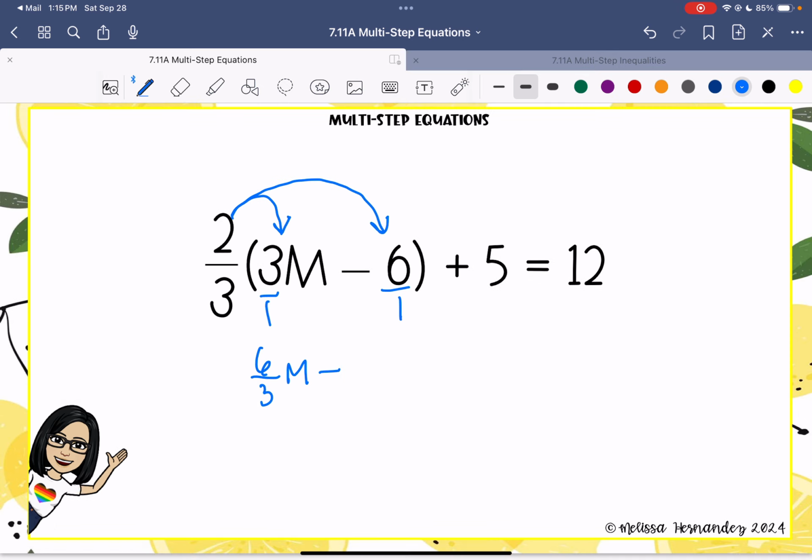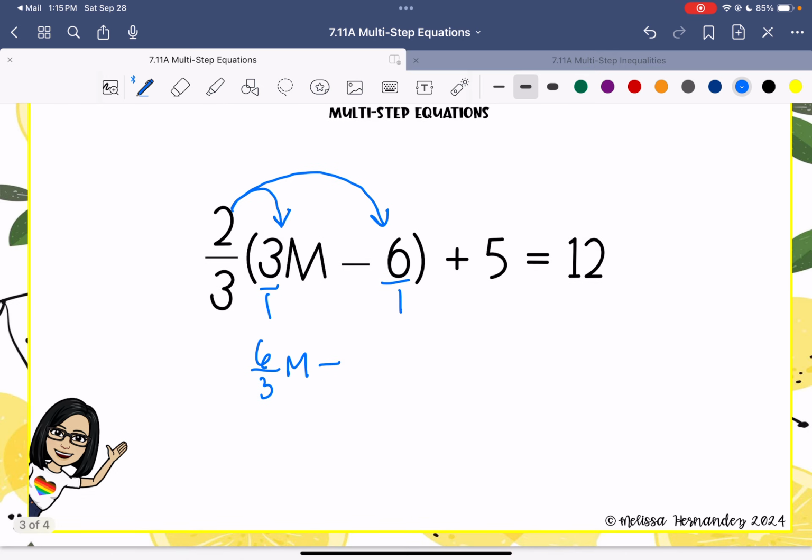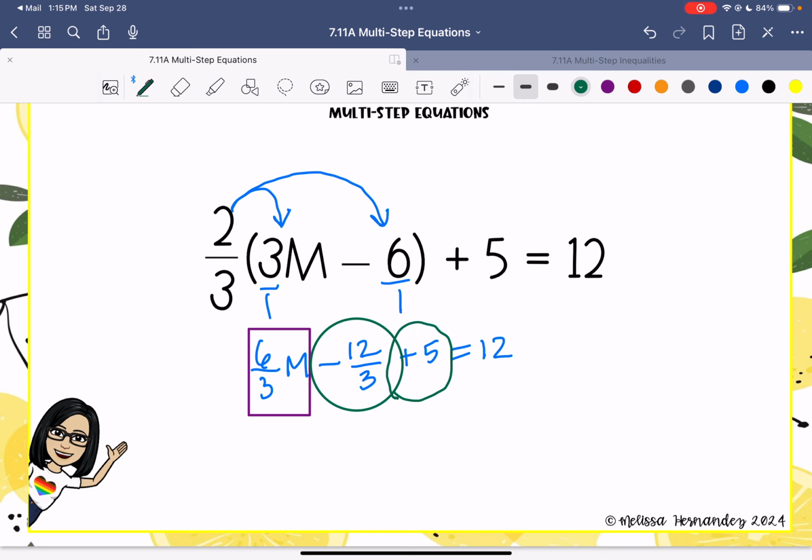And then I'm going to distribute the 2/3 to the -6. That will give me 12/3. Bring down everything else. Now I can go ahead and combine like terms. I'm going to use shapes, circles, lines, triangles. So my lines are my boxes. Now my next term, first term was 6/3 m. And my next term is -12/3. Well, that doesn't have an m. So I'm going to use a different shape. I'll use a circle. And if you choose to use shapes, you want to include the operator in front of it. So for +5, that will also get a circle.